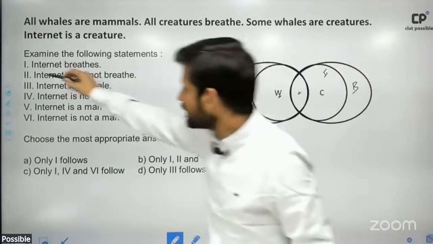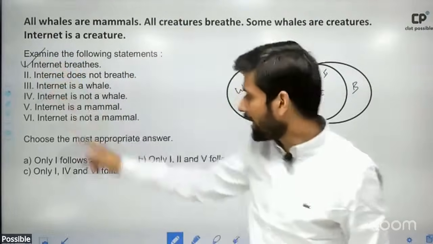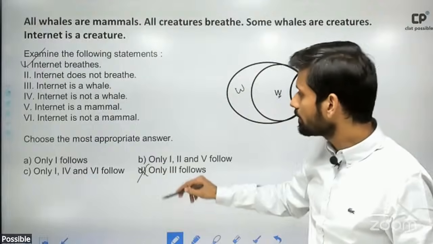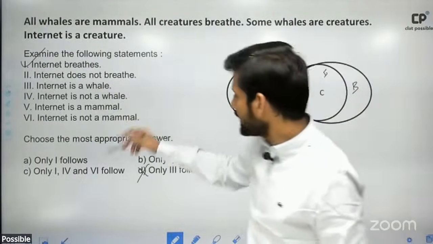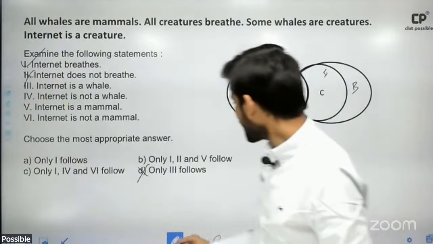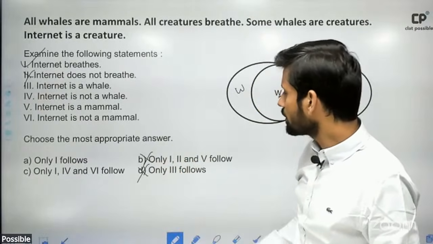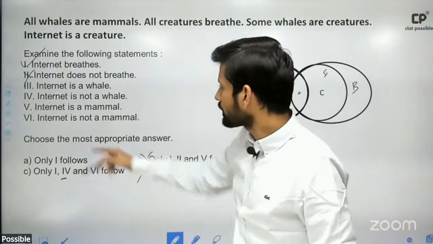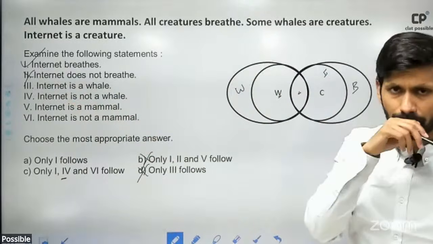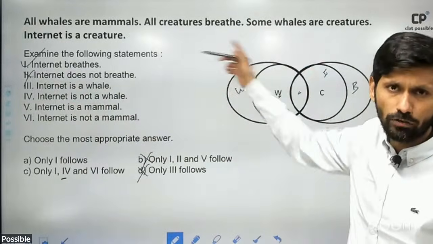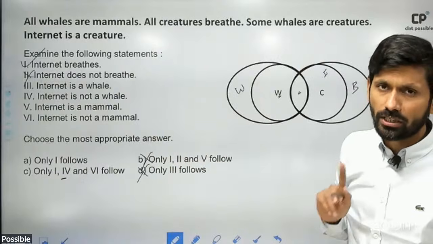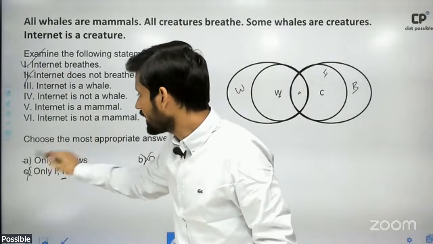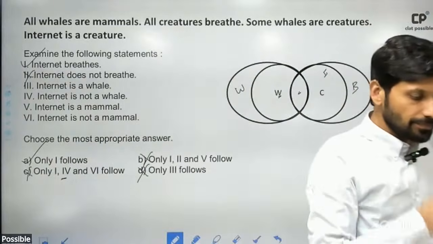So one is fine. As soon as I get one, let me just quickly check the option list. So D is out for me. Then internet does not breathe is out, 2 is out. Again, so B is out for me. So maybe I could just check 4. Internet is not a whale. So negative statement from the set of positive statements, a negative conclusion is not a definite conclusion for sure. So C is also out, A is correct. Easy, right?